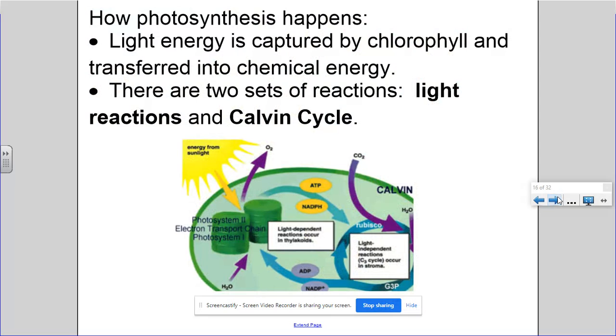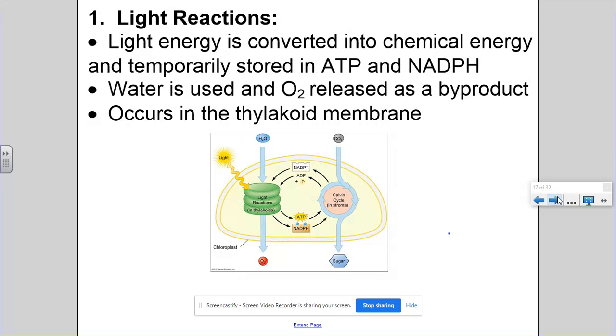Now for a little bit more in the details of exactly how photosynthesis happens. Light energy is going to be captured by the chlorophyll, and we're going to transfer it into chemical energy. There are two sets of reactions that happen. The light reactions. This is actually going to use light energy, and we're going to take this powerful form of energy and gradually incorporate it into glucose eventually, but through the light reactions, we're going to temporarily store this energy in ATP and an energy-carrying molecule called NADPH.